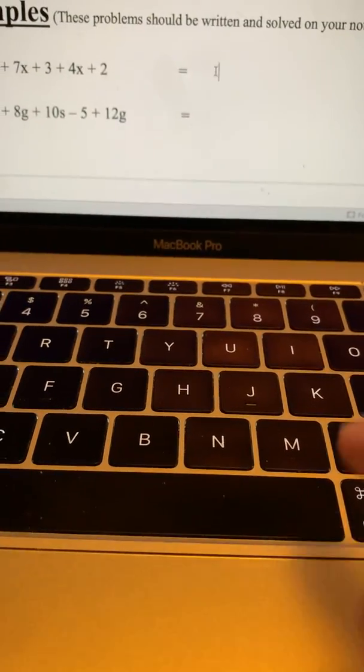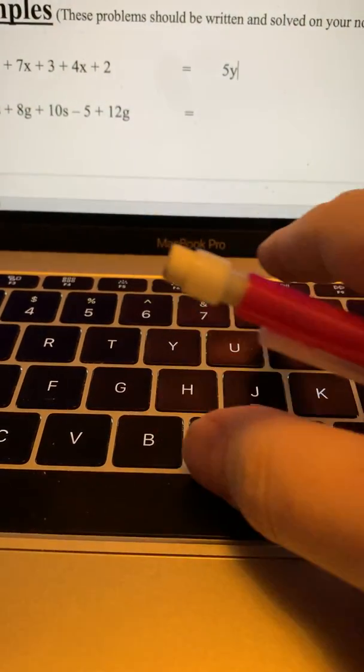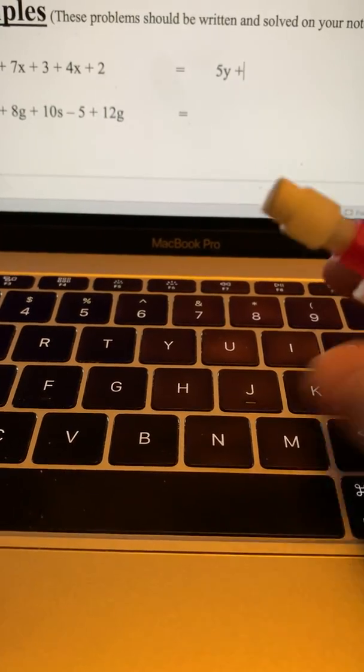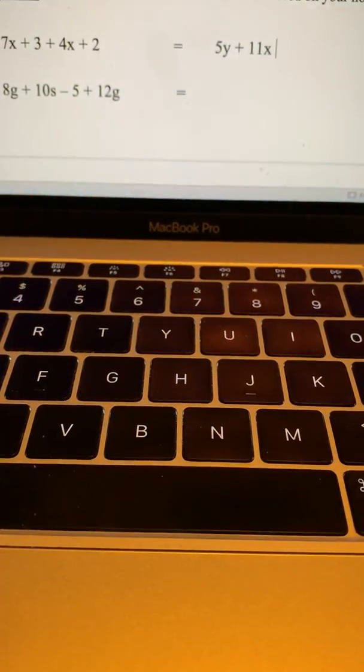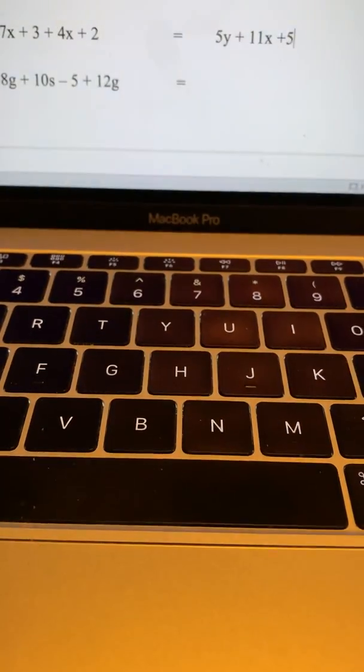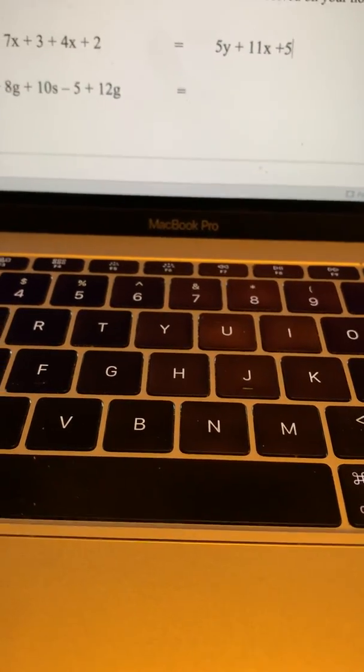On the computer, I'm going to type in 5y plus 11x plus 5. That'll be my final answer for that one.